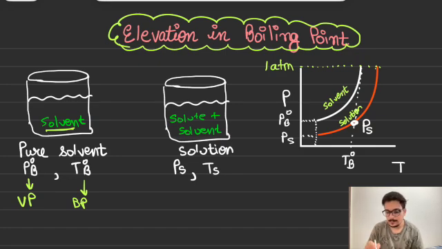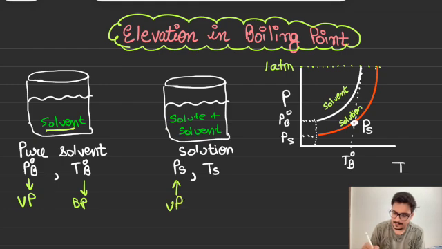But as we know that the solution is made up of solute and solvent, it doesn't have the same vapor pressure and boiling point. So let's suppose this solution has a vapor pressure of Ps, and Ts would be the boiling point of the solution. So we have drawn two curves here. The white one is for the solvent and the orange one is for the solution, in a P versus T graph.